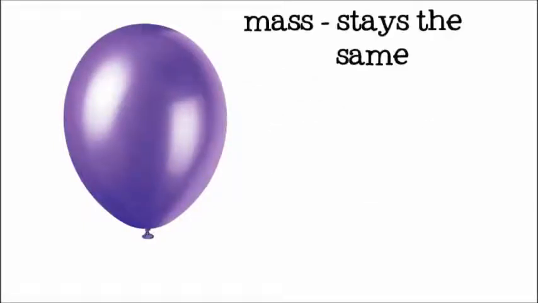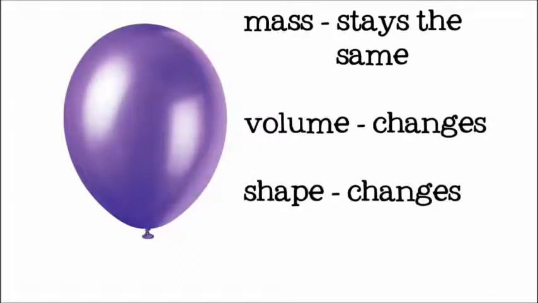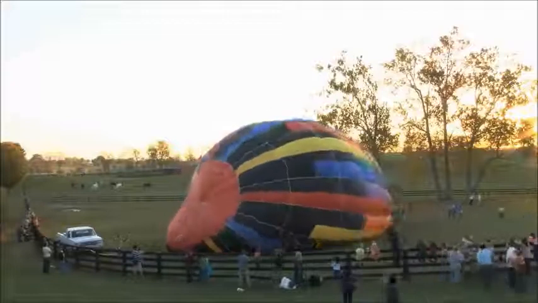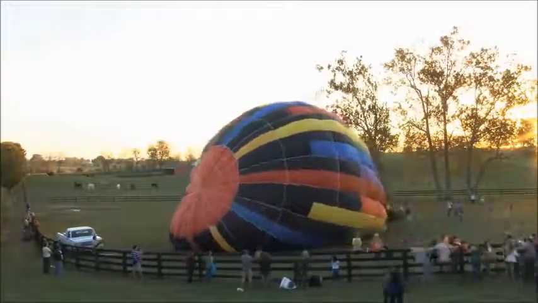The third state of matter is gas. Gases have a definite mass, but they do not have a definite shape or volume. Like liquids, gases take the shape of their containers. Unlike liquids, gases will spread out to completely fill the container they are in.